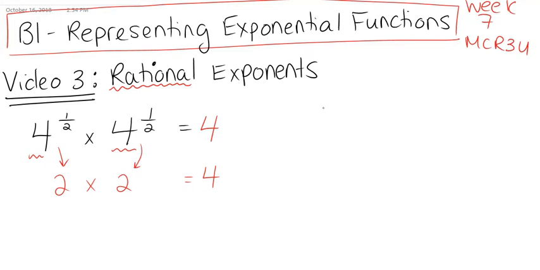Okay, let's try another one. Let's go 9 to the power of a half times 9 to the power of a half equals. If we use our exponent laws and we add exponents together, a half plus a half is 1. So this actually just equals 9. Can you think of two numbers that multiply together to give you 9 that are the same numbers? 3 times 3. So how does 9 to the power of half equal 3?